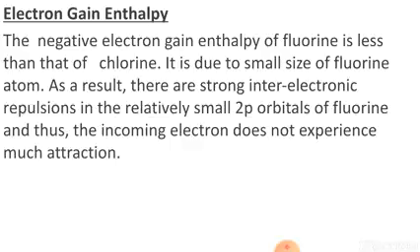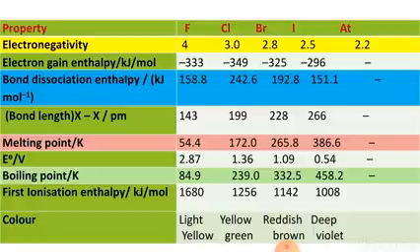Now dear students, some more points you have to note down: the negative electron gain enthalpy of fluorine is less than that of chlorine. But this cannot be expected, yet here it happens. This is due to the small size of the fluorine atom. As a result, there is strong interelectronic repulsion in the relatively small 2p orbitals of fluorine, and thus the incoming electron does not experience much attraction, and hence in the whole periodic table chlorine has the maximum negative electron gain enthalpy value.